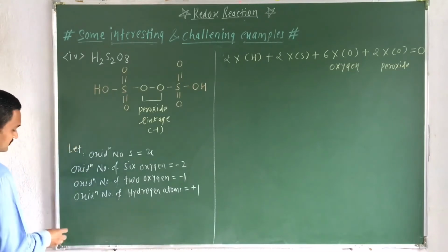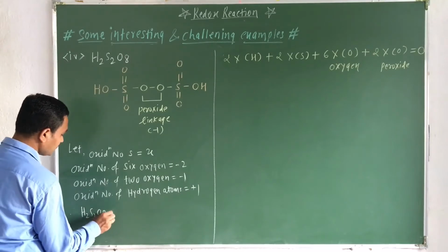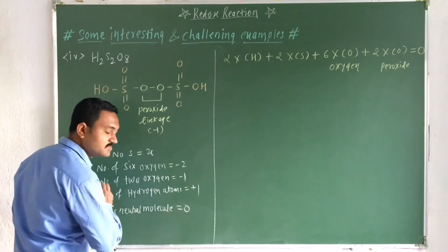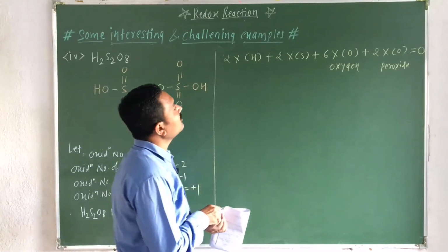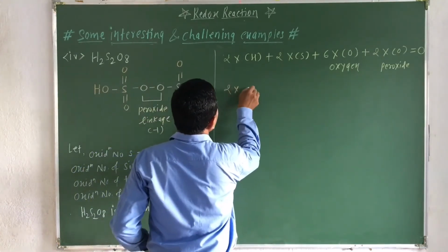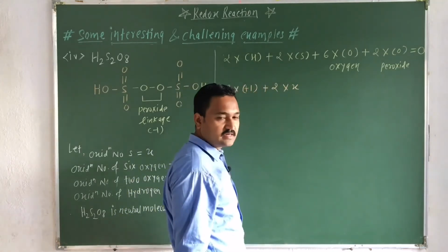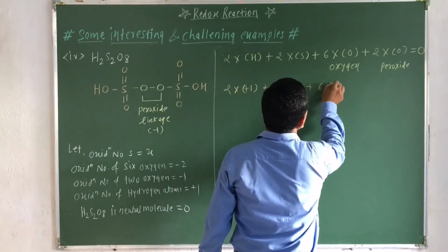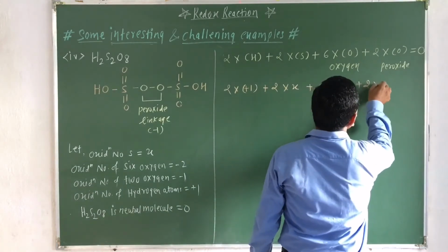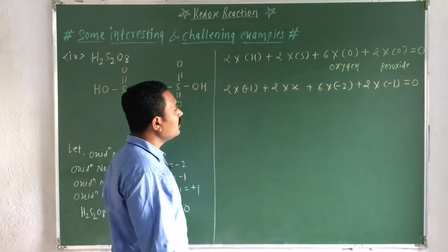So again write down here simply, therefore H2S2O8 is neutral, therefore its oxidation number will be equal to 0. Now just put in the values and find out the answer. So here 2 into oxidation number of hydrogen, +1, plus 2 into oxidation number of sulfur, considered as X, plus 6 into oxidation number of simple oxygen atom, equal to -2, plus 2 into oxidation number of peroxide oxygen atom, equal to -1, which equals 0.